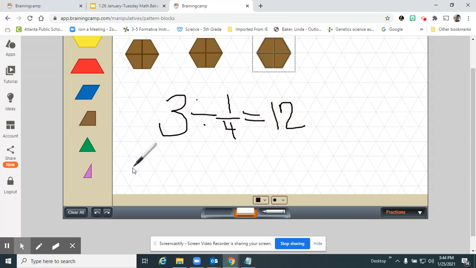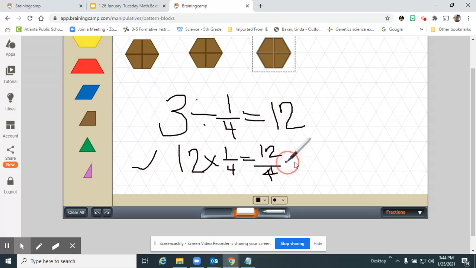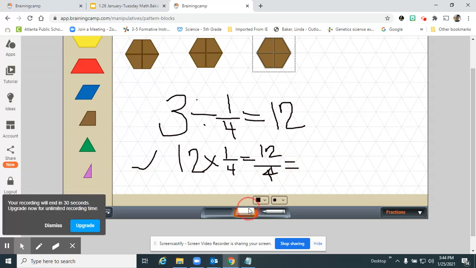If I wanted to check this with multiplication, this tells me that 12 times 1/4 will give me 12 fourths. And we know that 12 fourths is going to give us 3 wholes.